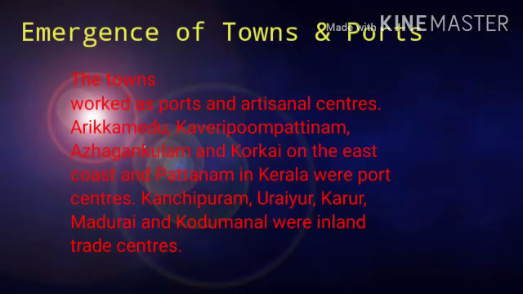Next we will discuss the emergence of towns and ports. The Sangam age saw the first urbanization in Tamilagam. Cities developed and had brick buildings, roof tiles, ring wells, planned towns, streets and storehouses. The towns worked as ports or artisanal centers. Arikamedu, Kaveripoompattinam, Alagankulam and Korkai on the east coast, and Pattanam in Kerala, were the port centers. Kanchipuram, Uraiyur, Karur, Madurai and Kodumanal were inland trade centers. Many goods and commodities were produced in these centers and exported to various regions.